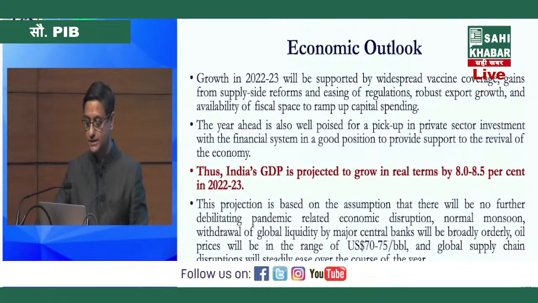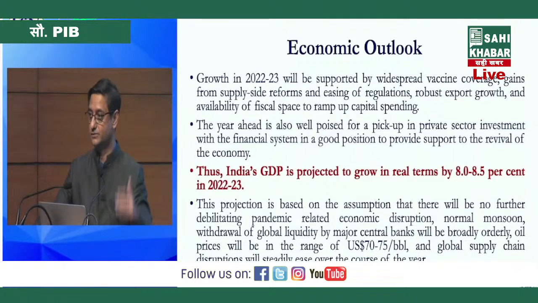So what we have said here, that one assumption is that there will be no further debilitating pandemic-related economic disruption. So you may get next waves, but there will be no debilitating lockdowns. That's an assumption. We assume a normal monsoon. We do allow for significant withdrawal of global liquidity by major central banks, although we hope that they will be broadly orderly, but there will be a withdrawal of such liquidity. Oil prices in the range of 70 to 75.